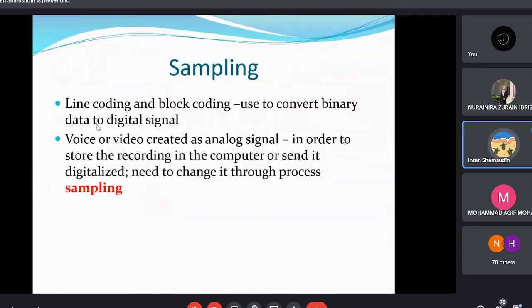So actually for sampling, we have three methods. There is ideal, natural and flat top analog signal. On Google Classroom I uploaded the textbook. It's the 5th edition. Actually there is a newer version, a newer edition, the 6th edition. If you want to read that one, you can find it yourself. But the one I uploaded is the 5th edition.